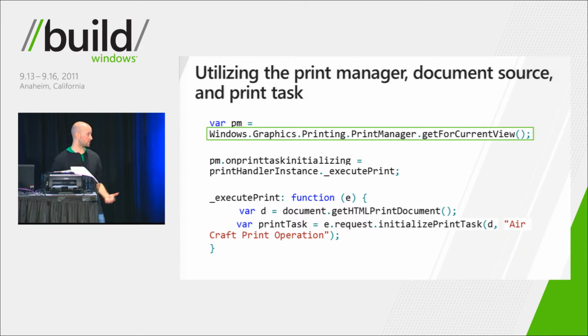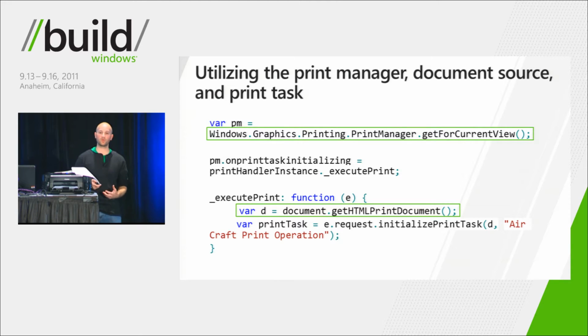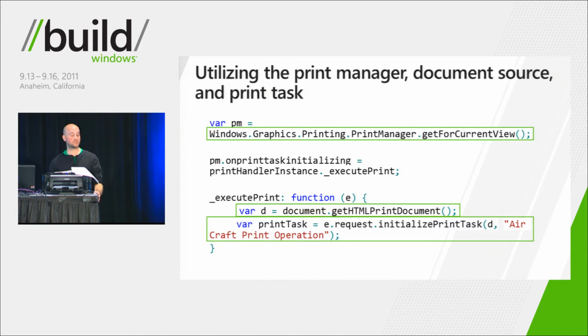So this first function, getForCurrentView, retrieves the print manager object for the current view. Then the print task initializing event will be raised when the print manager needs to get the print process going. When this happens, the print manager is basically asking your app for the content to be printed. In the simplest form, that just means printing what's in the current document via the getHTMLPrintDocument API. And then the app needs to use the initialize print task API to tell the print manager exactly what it wants to print.